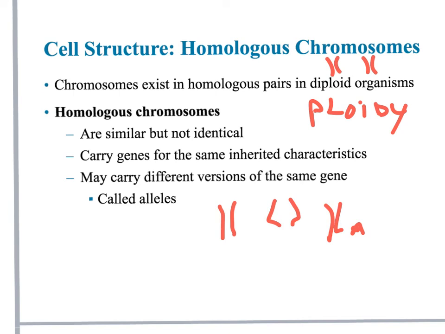All of our chromosomes carry genes for the same inherited characteristics. So these chromosomes 1 are very similar but not identical, but they have the same inherited characteristics on them. They may carry different versions of the same gene, and those versions of the gene are alleles. So maybe over here you have red eyes, and over here you have green eyes. But again, that's not really a major difference. That would still be considered carrying the same inherited characteristics.